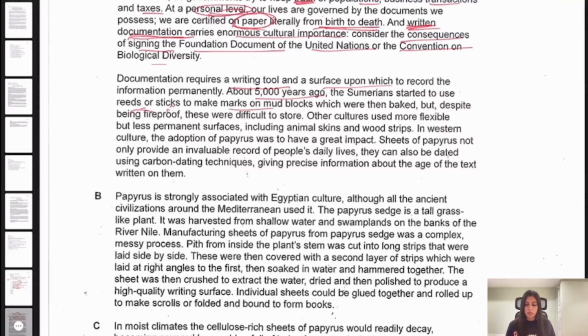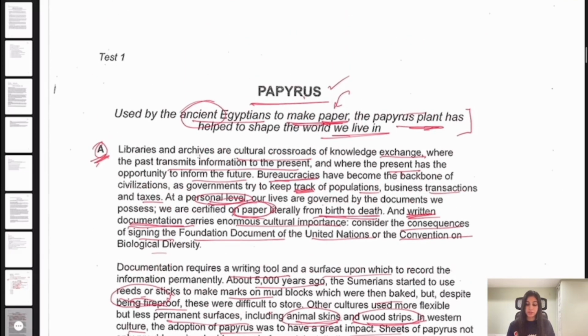To make marks on mud blocks, which were then baked, but despite being fireproof, these were difficult to store. Other cultures used flexible, yes, permanent surfaces, including animal skins and wood strips. In Western culture, papyrus was of great impact. Sheets of this not only provide an invaluable record of people's lives. Okay, so they're talking about different techniques here. So they're talking about how you can record the information on wood strips, animal skins, reeds and sticks, papyrus. And then here they're talking about importance.